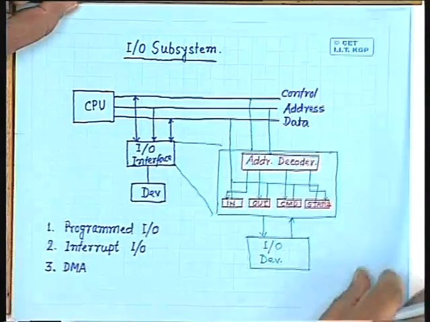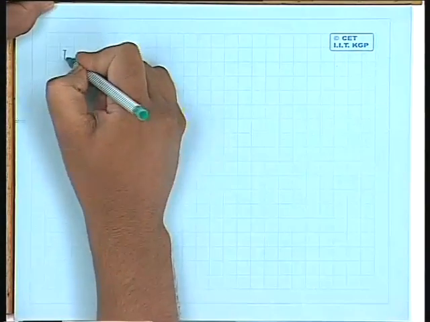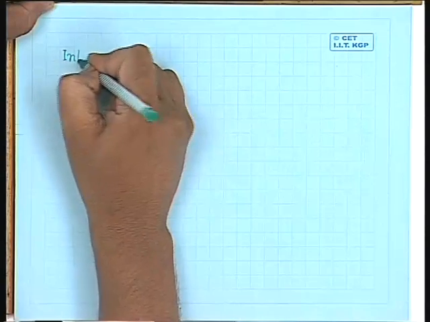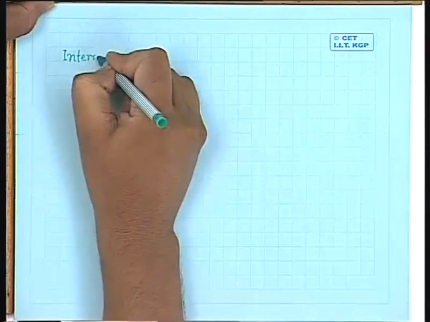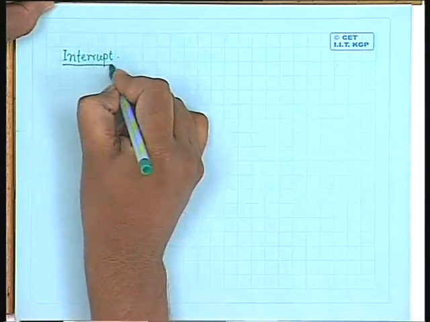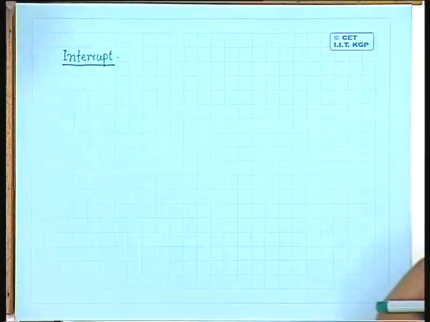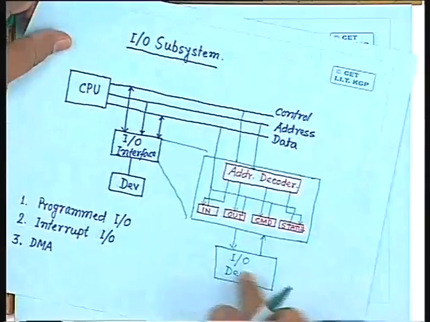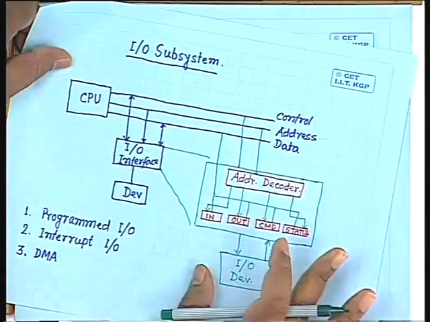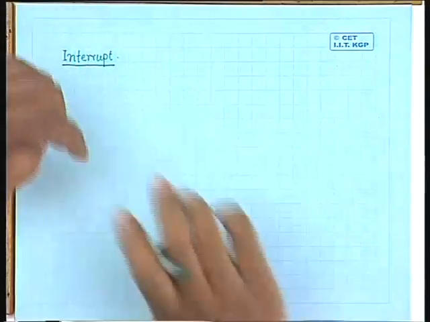Now, as I said, there is another kind of I/O operation which we call interrupt I/O. In case of interrupt I/O, what is assumed is whenever some device needs some service. So in this case, the service was initiated by the CPU. It was terminated by the CPU. In case of interrupt I/O, we assume that whenever a device needs some service, the device interrupts the CPU.